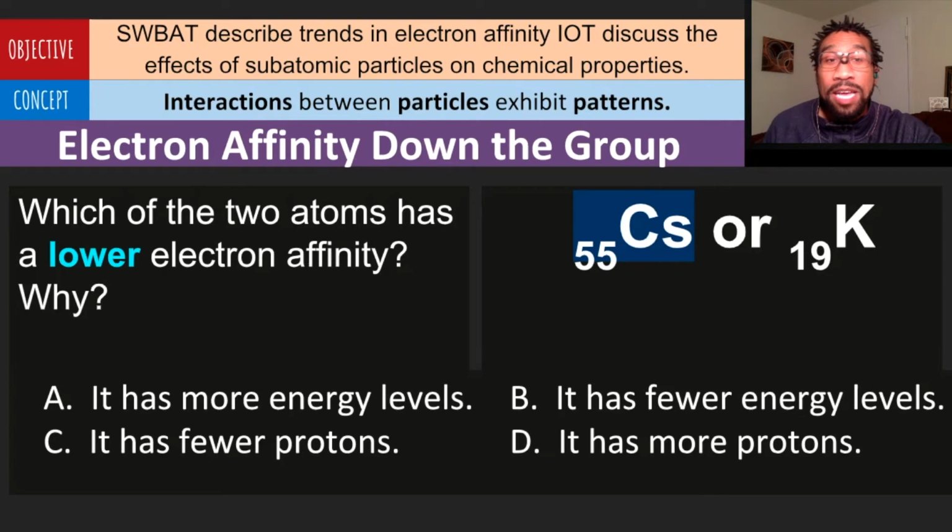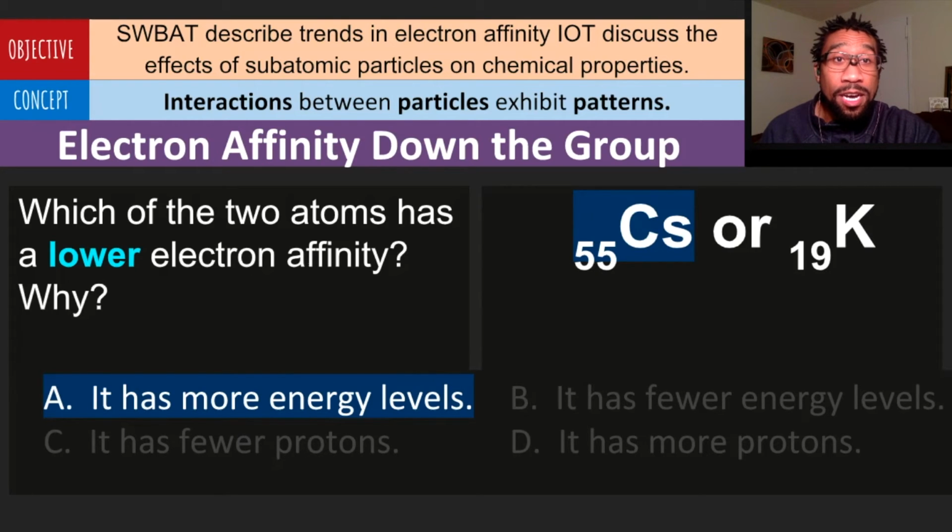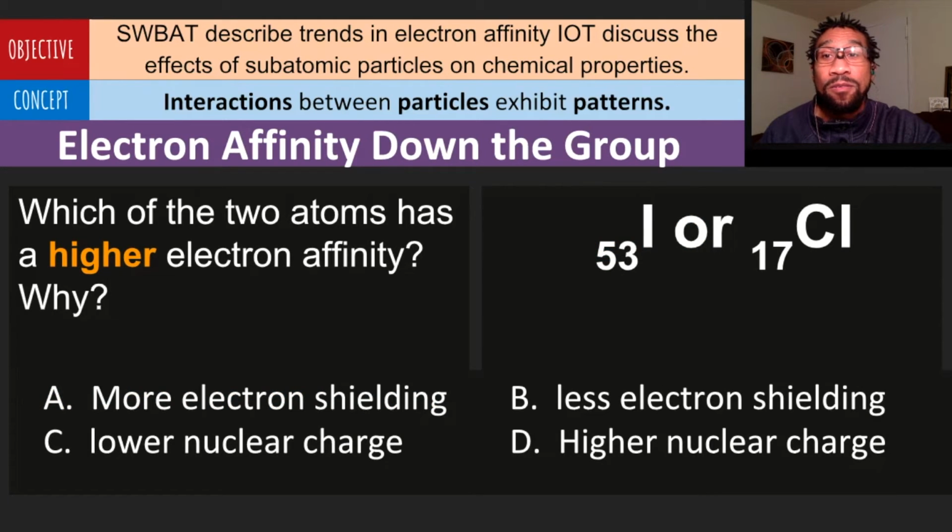Well, cesium and potassium are in the same group, so from top to bottom. And actually, potassium is on the top, and then cesium is at the bottom of the periodic table. And so, because it is further towards the bottom of the periodic table, it actually has more energy levels. All right. So, because there are more energy levels, it is repelling the valence electrons. Therefore, it is less excited about receiving an extra electron, compared to potassium.